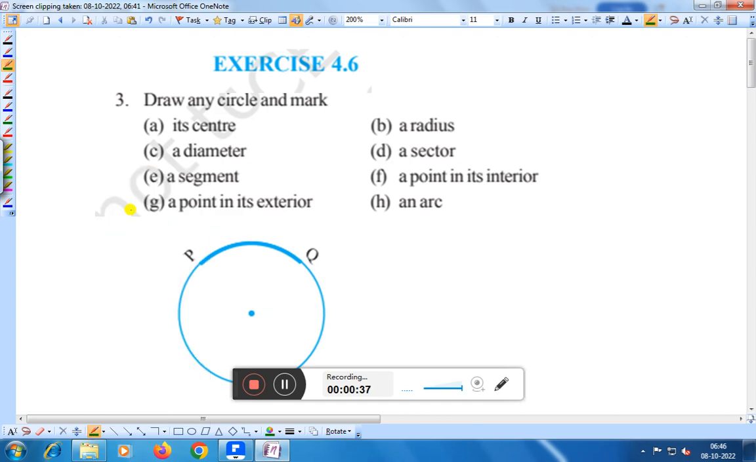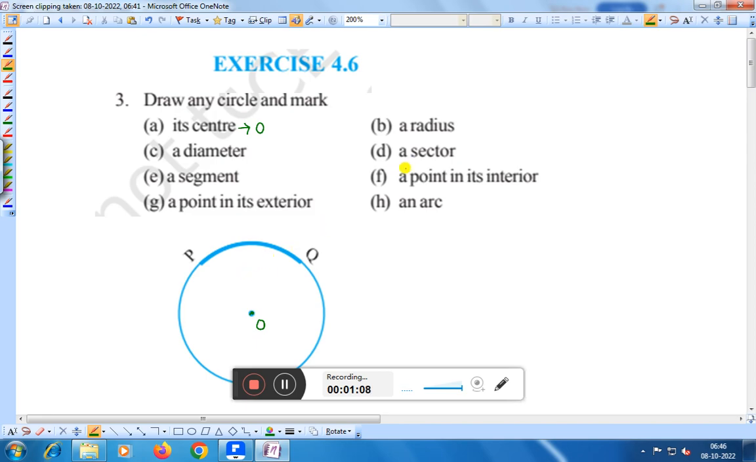these points, right? Now, its center. Draw any circle and mark. Here we have drawn a circle and we will mark its center. Here you see, this is the center of the circle. So, this is the center and we name it as O, right? Therefore, we can say the center is O. This is the center of the circle.